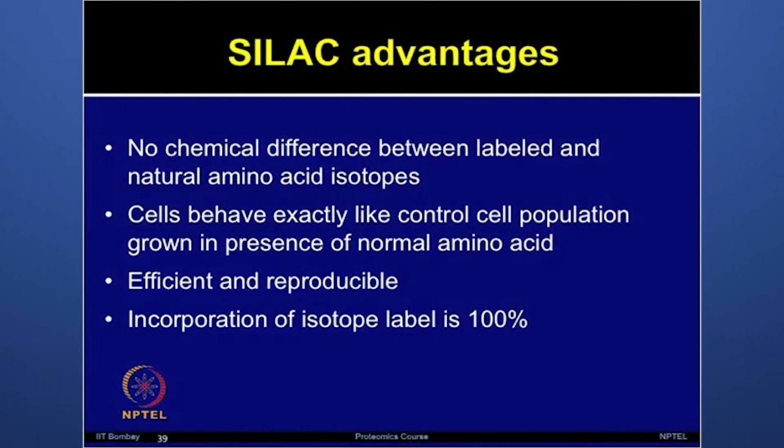The cells are grown in the tissue culture medium and they behave exactly like the control cell population grown in presence of the normal amino acids. So, this method is very efficient and very reproducible. It has been observed that the isotope labels are 100% incorporated, and one needs to ensure that by doubling for different generations, and after 5 or 6 generations it has been observed that it is 100% incorporated.